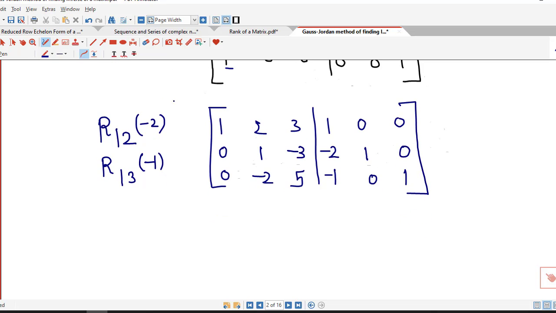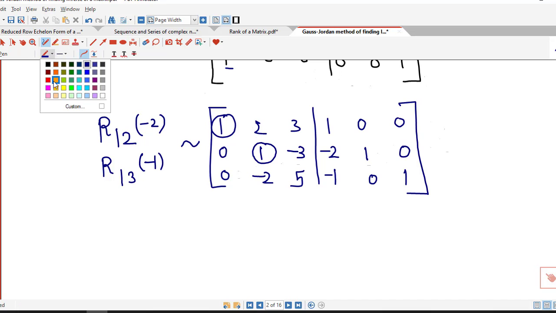So you can see while applying these elementary row operations, the matrix on the right hand side also changes. So this is the first non-zero entry of this matrix. Other entries in this column are 0. Now we check this entry. The first non-zero entry of second row is 1. So using second row, we have to make these two entries 0.